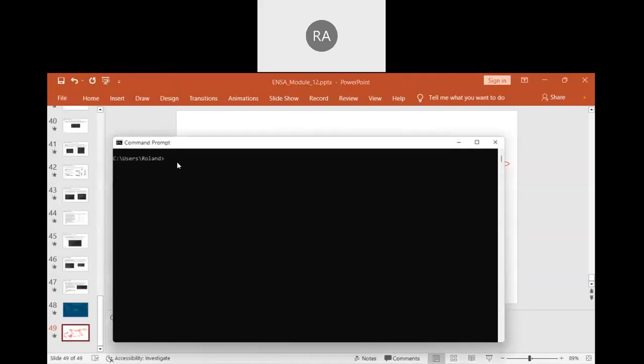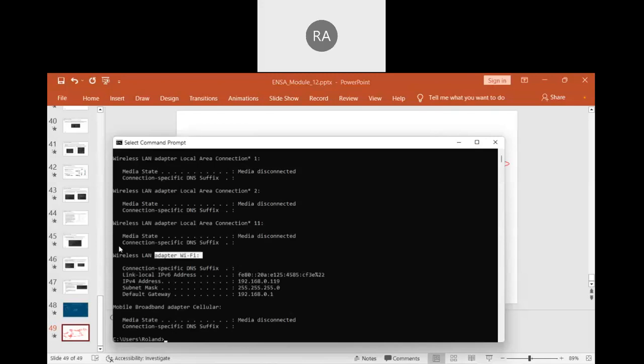Can you guys see my command prompt? Yes, sir. Okay. So now let's check the IP address on my computer. I am browsing through wireless through a GSM router. So definitely the router will give me an IP address. So let's check.